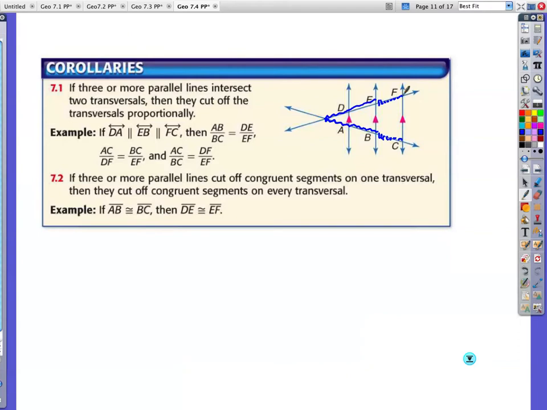I'm going to clear that out. Watch this. AC is to DF as BC, so you can just pick this little piece right here, BC is to EF. Okay, there's lots of different proportions. Let's clear that one out.